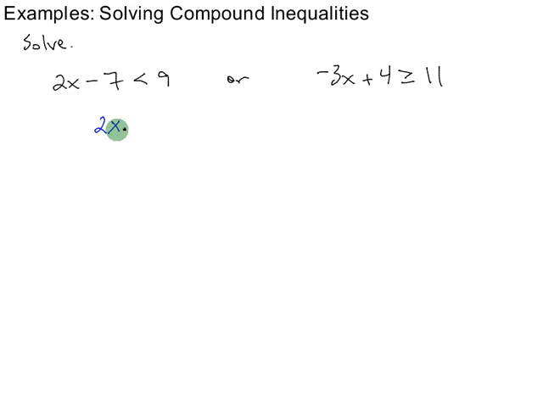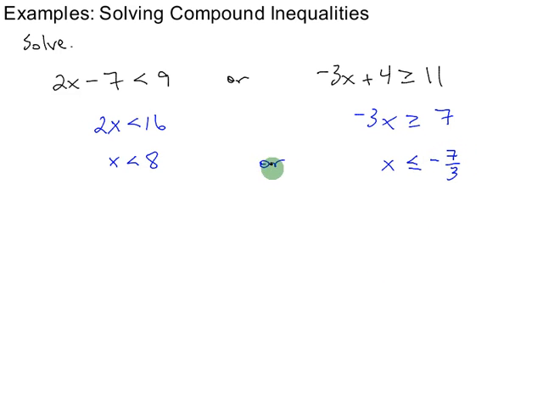Add 7 to both sides and divide both sides by 2. So the first inequality is equivalent to saying x is less than 8. The second inequality, let's subtract 4 and divide both sides by -3. And we already know that when we divide both sides of an inequality by a negative number, the symbol here flips, right? So 7 divided by -3 is the same thing as -7/3.